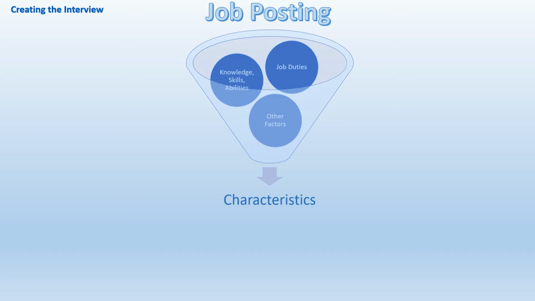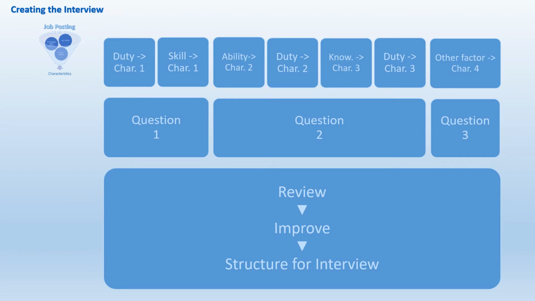Now, we've said all that in words, but let's look at it in a slightly different form to help concretize this example. So we're going to take our job posting and distill out all the duties, the knowledge, skills, abilities, the other factors into a handful of characteristics. We're then going to take those characteristics and group them together and develop a series of questions from those. You might have multiple characteristics combining into one question, or characteristics being multiple questions on their own, whatever you think is the best tool. Once you've got your questions, you're going to review them to make sure that they're in the right format. You're going to check to make sure that they're not over restricted topics, improve them, and then structure them by putting them in an order.